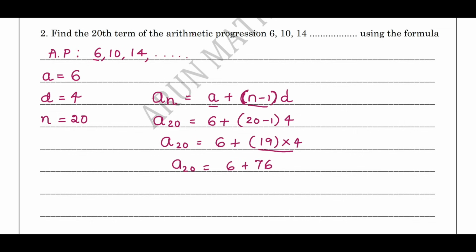First multiply, then add. That is the rule you should follow. Now 6 plus 76 is 82. Therefore, the 20th term is what? 82. The 20th term of the arithmetic progression is 82.